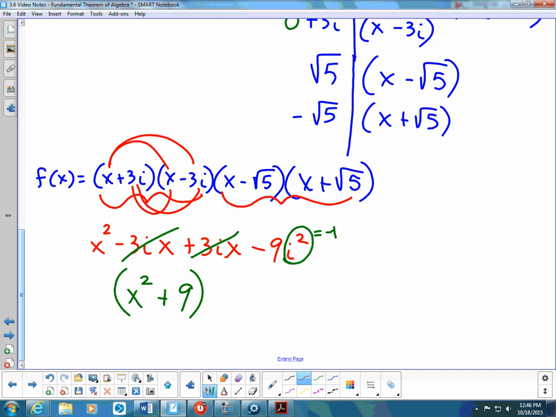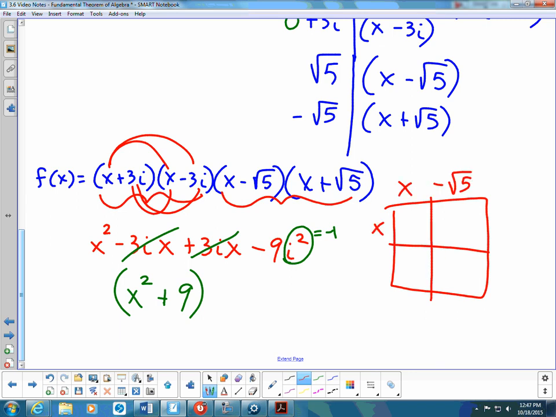So let's do that first, and then we'll come back and multiply by the x squared plus 9. If we do this, maybe I'll do a little box method for this. Even though it's FOIL, let me just do x and negative square root of 5, and x here, and a positive square root of 5.